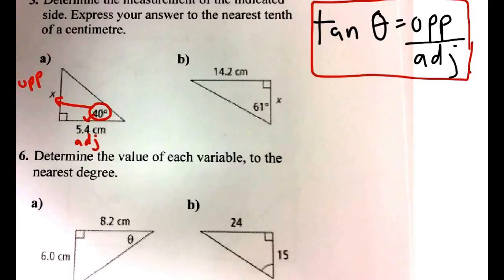If it was adjacent and hypotenuse, we'd use cosine. So it just depends on which two of the three sides of the triangle you're given, and then that'll determine which formula. So in this case, opposite and adjacent, we want to use tangent. So we just plug everything into our formula. So you'd have tangent of 40. So our angle is 40 degrees.